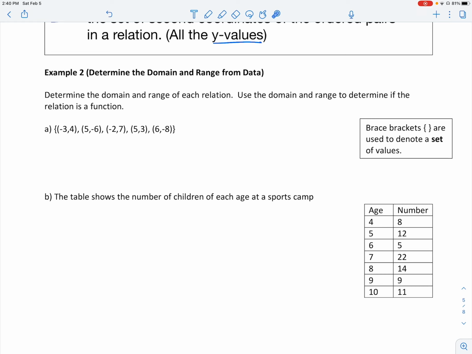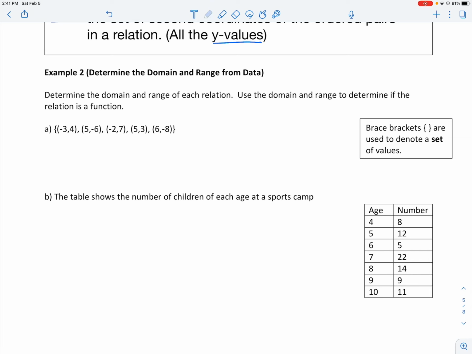So I guess we can do this not by just doing a vertical line test, but by also looking at the domain and range. So here is our data set. We just got 5 ordered pairs in there. The brace brackets again are used to denote the set. They're the nice curly brackets. Brace brackets just mean the set, or the collection. So we have that set of 5 points.